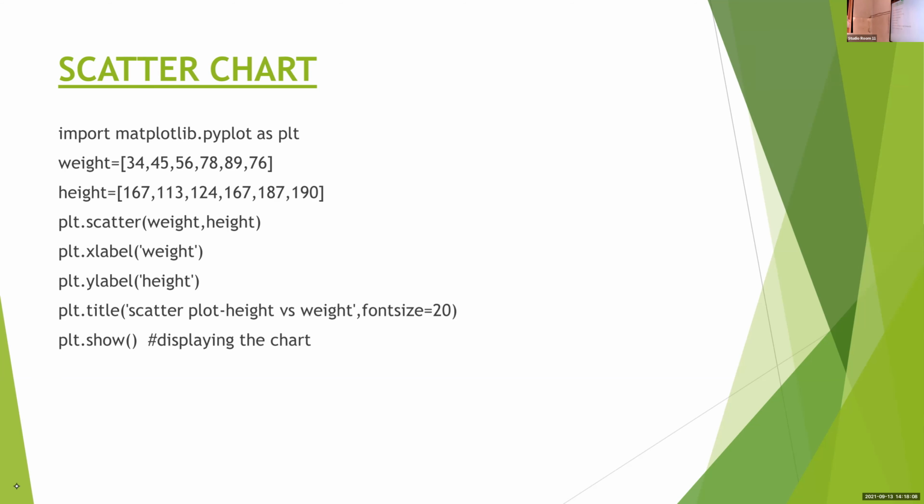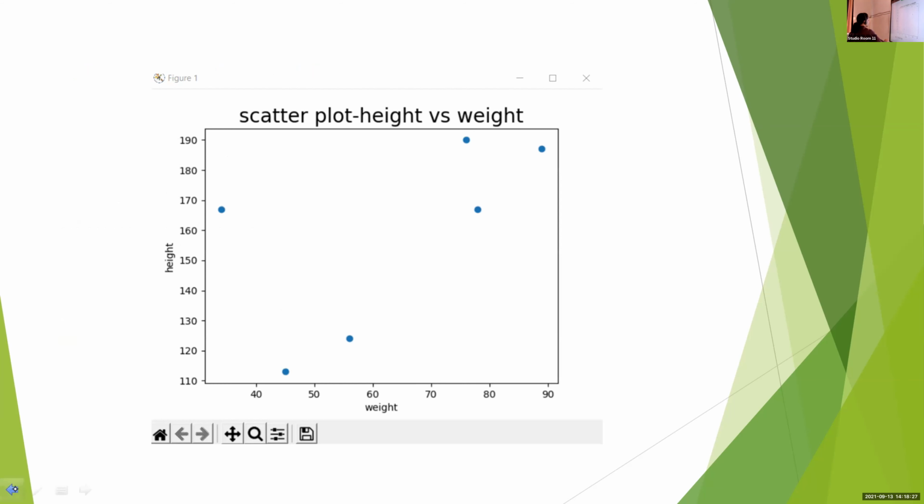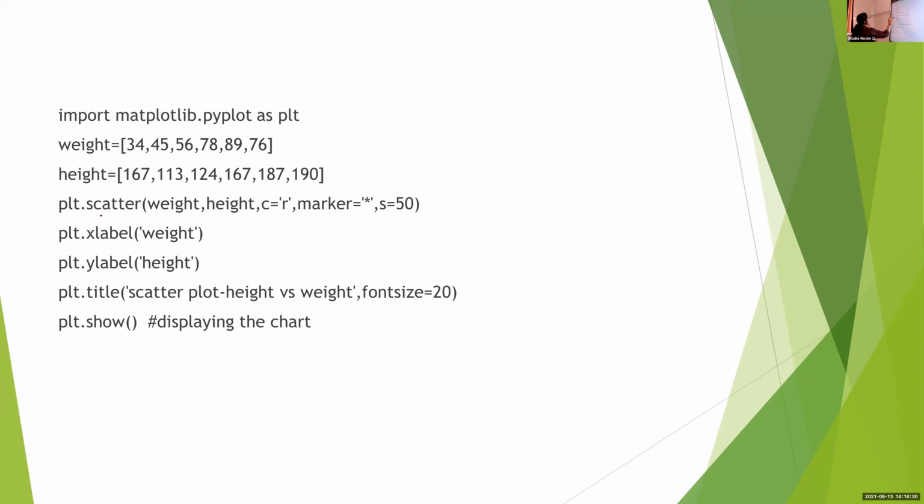So here it is scatter chart. For scatter chart, first you want to import matplotlib. Then first you want to give the weight. Here for drawing scatter chart, the function used is scatter. For drawing pie chart, pie is the function. For scatter chart, it is scatter. Then after scatter, you want to give weight and height. That is x-axis and y-axis.